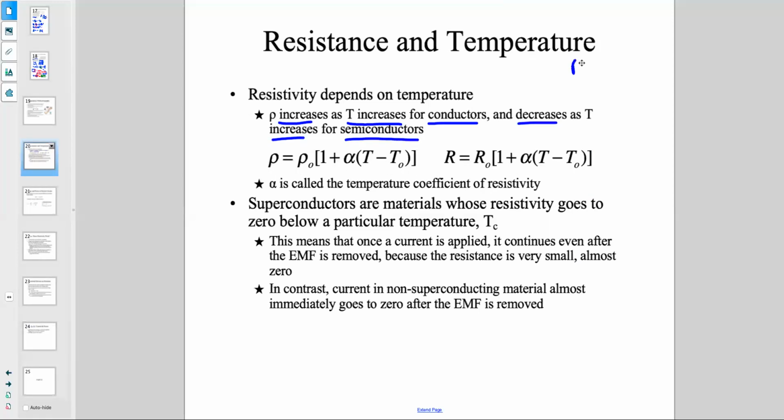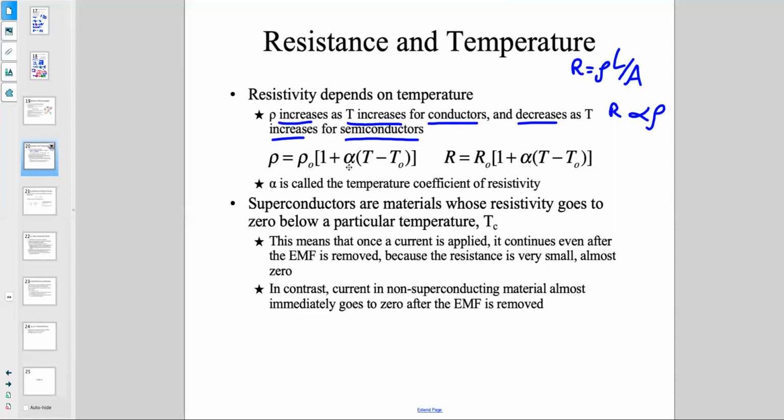We have the same relationship for R because R is no different from rho. R is rho L over A, so R is related to rho. Whatever happens to rho will happen to R. That's why you have the same relationship here. Alpha here is called the temperature coefficient of resistivity. It depends on the materials. Usually if you're dealing with a problem that has temperature in it, we give this to you, or this could be an unknown, and we'll ask for it.